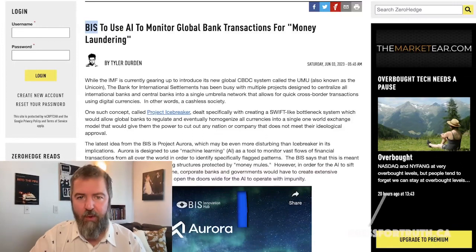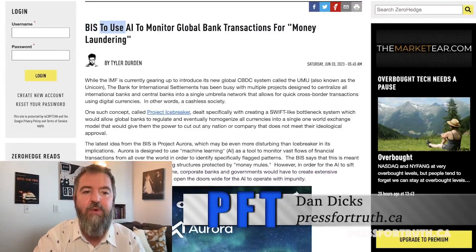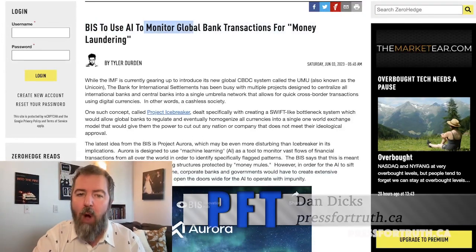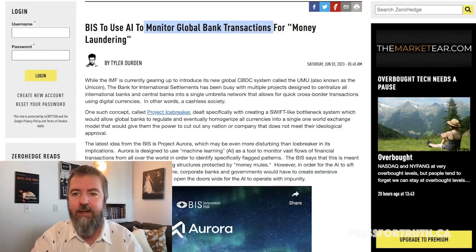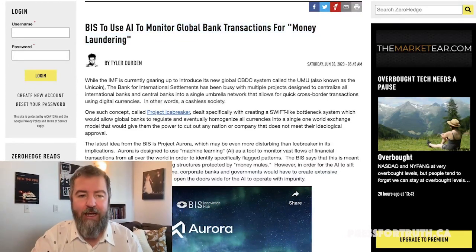The BIS, or Bank of International Settlements, to use artificial intelligence to monitor global bank transactions for money laundering.